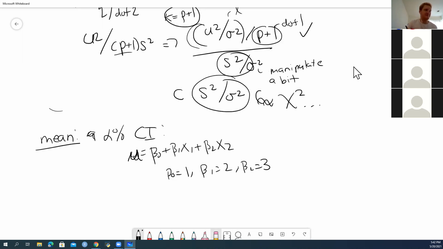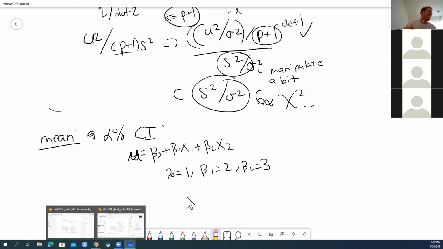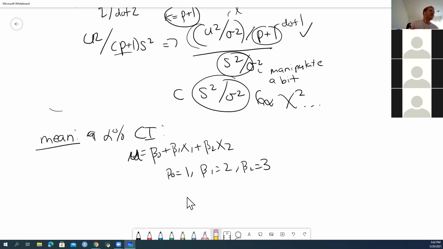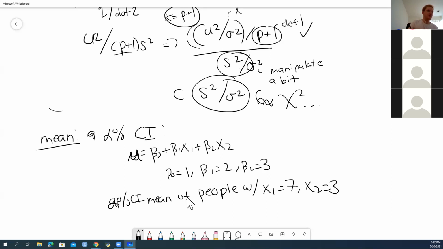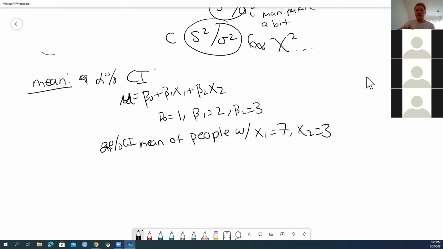We want to find the alpha % confidence interval for the mean of people with x1 equaling 7 and x2 equaling 3. So you need to know what beta naught, beta 1, and beta 2 are. And given these people have this x1 value of 7 and this x2 value, what do we do for the confidence interval?